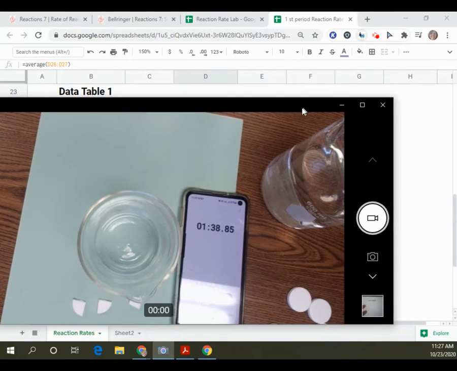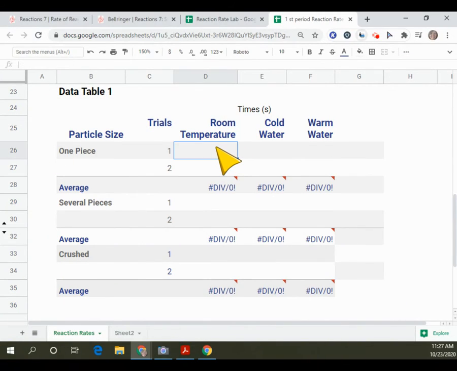So we're going to pull our camera away and add that. 1 minute, 38 seconds. Now hold on, our time says in seconds. So we're going to say equals, 1 minute is 60 seconds. So we're going to say 60 plus our time said 38 seconds. And actually, if we went back to our camera, it says 1 minute 38.85. So we'll say 1 minute and 39 seconds. And so 99 seconds for that.